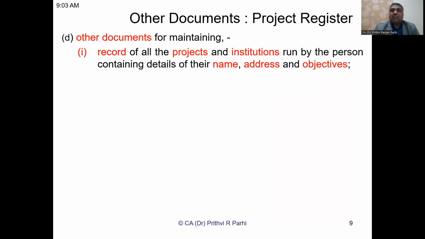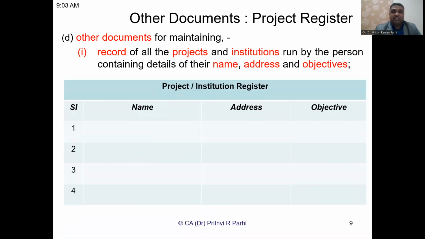In addition to that, certain other documents are required to be kept. One by one, we'll be seeing this thing. The important document is that record of all projects and institutions run by the person containing the detail of name, address, and objective. There might be some charitable entity who is dealing with multiple projects, and there might be multiple institutions which are run under them. So for all of them, a record should be kept carrying all these details. For example, you can see maybe name of the project, address, and the objective.